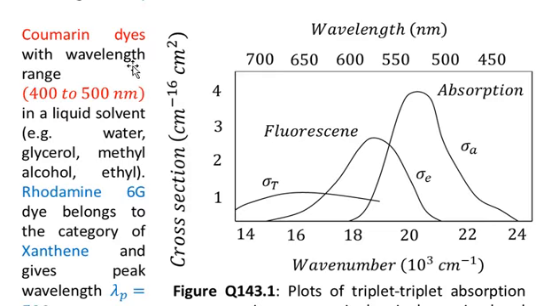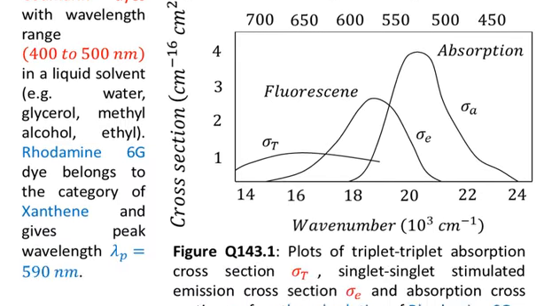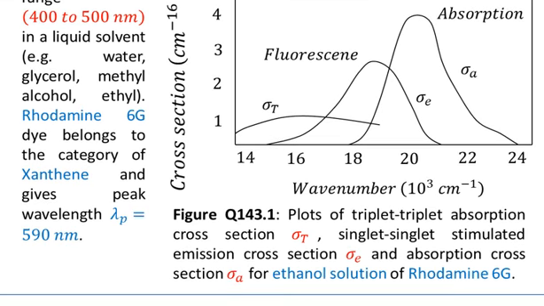Coumarin dyes with a wavelength range from 400 to 500 nanometer, in a liquid solvent, for example, water, glycerol, methyl alcohol, ethyl alcohol. Rhodamine 6G dye belongs to the category of xanthine and gives a peak wavelength at lambda equal to 590 nanometers.